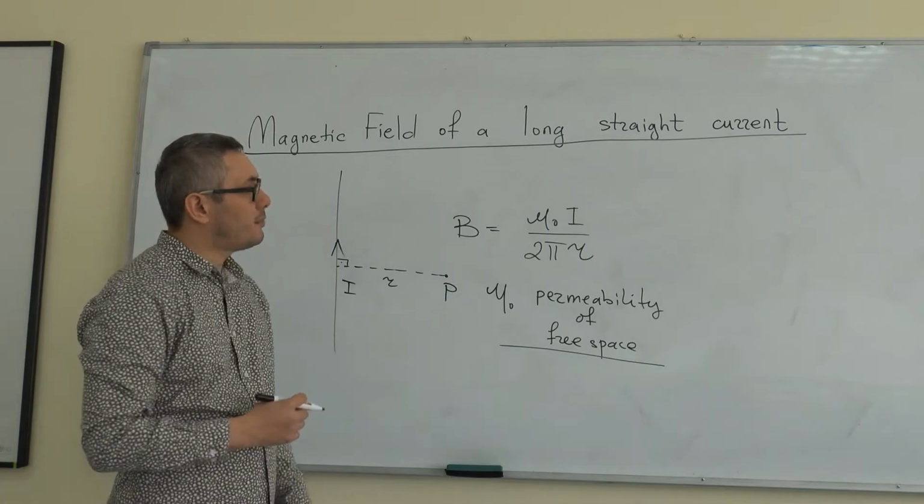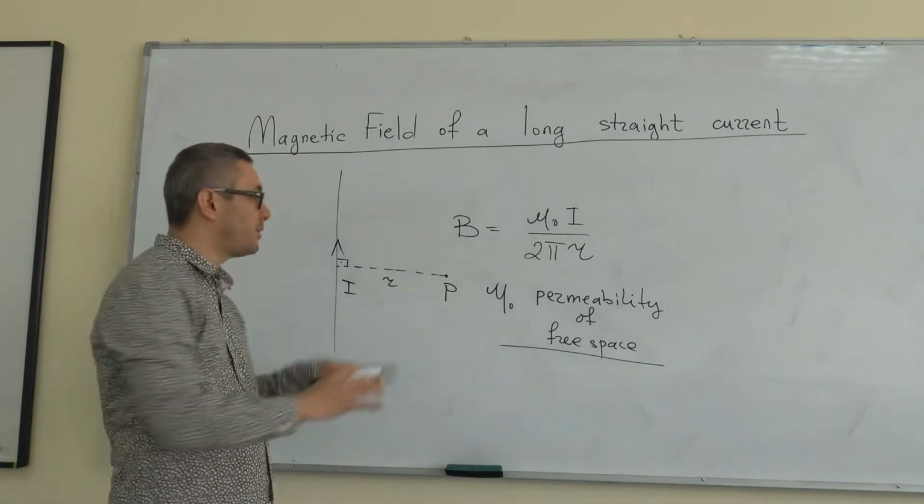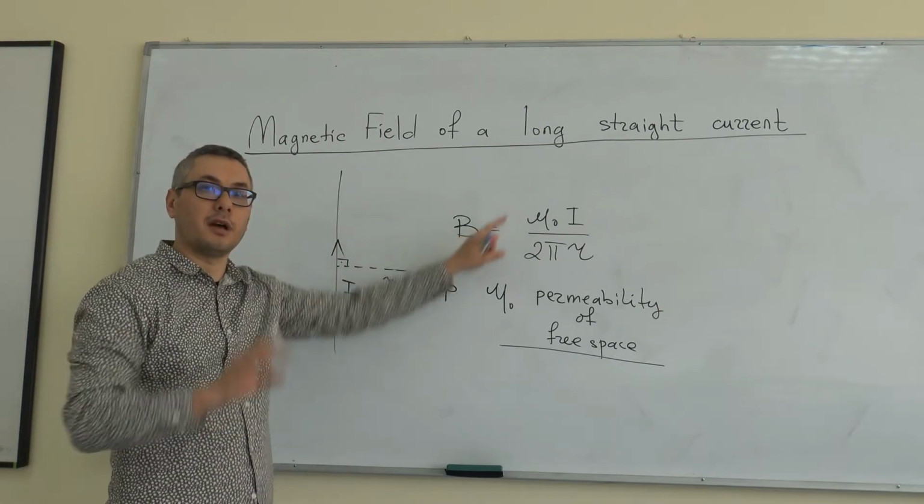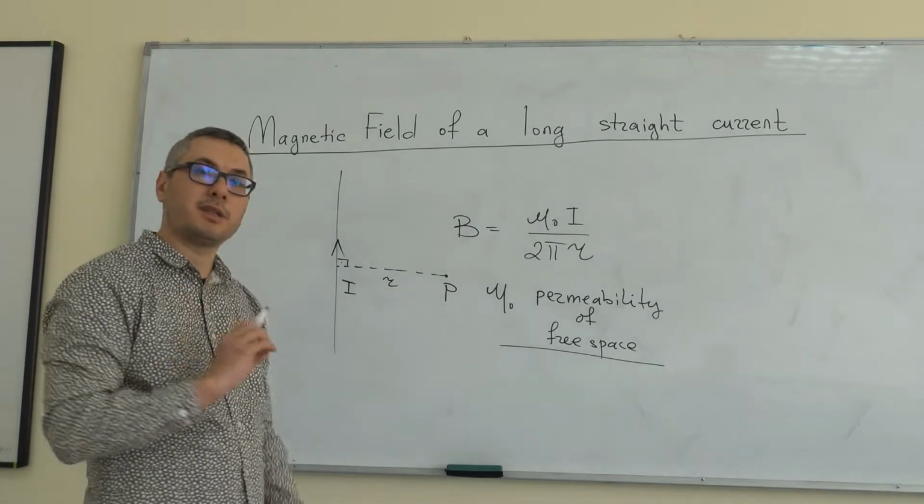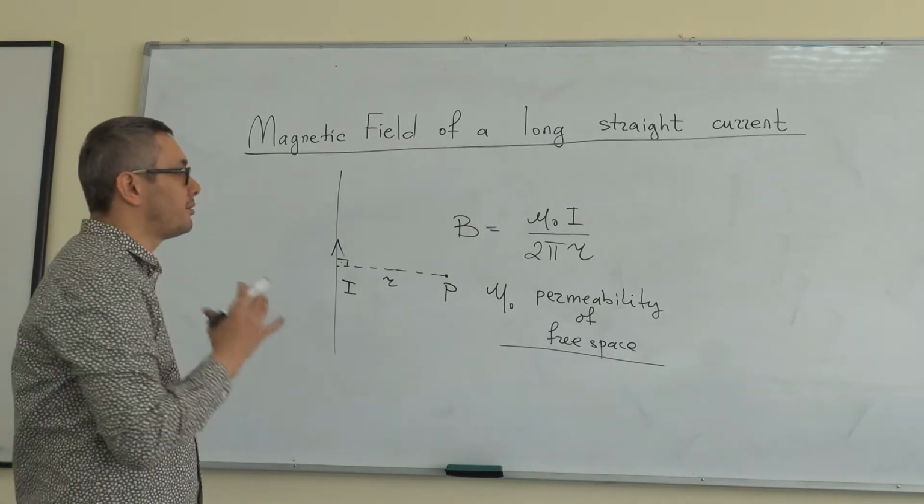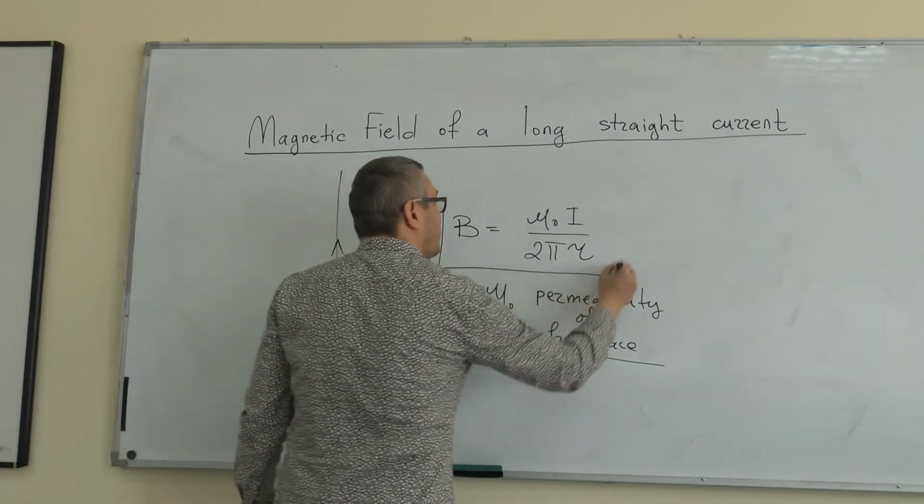Now, of course, the magnetic field also depends on the surrounding material. So if this is not free space, then we would have another coefficient here. However, in this course, we're going to limit our discussion just to the magnetic field in free space. So in free space, this is the magnitude of the magnetic field.